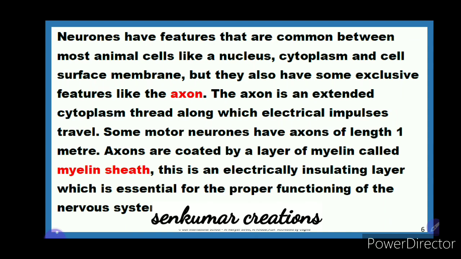So this is an electricity insulating layer. The myelin sheath gives firm insulation for the axon as it transmits the electrical current. And this electrical insulating layer is essential for the proper functioning of the nervous system. Okay, students? Yeah, that's nice.